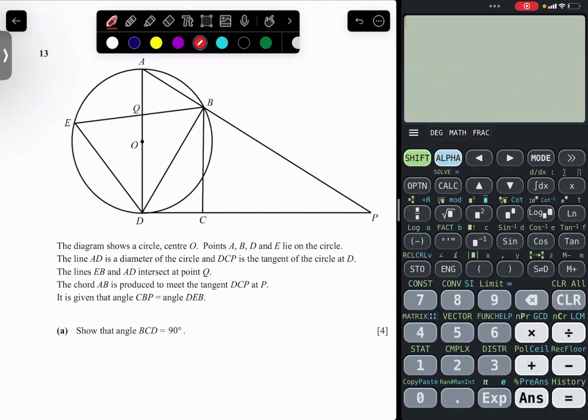circle. The line AD is a diameter, DCB is a tangent at D. Line EB and AD intersect at Q. Right. The chord AB is produced to be the tangent at P. Given that angle CBP equals angle DEB, show that angle BCD equals 90 degrees.